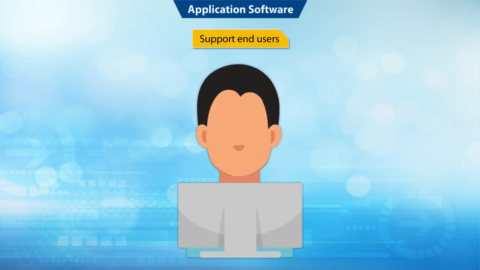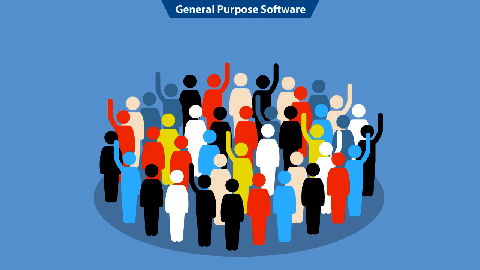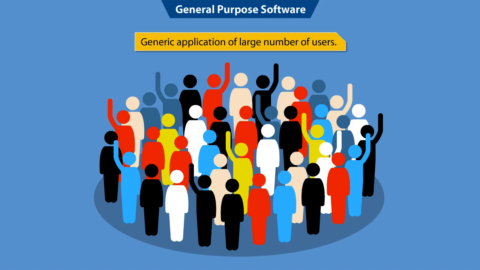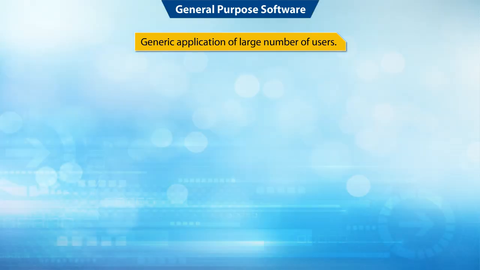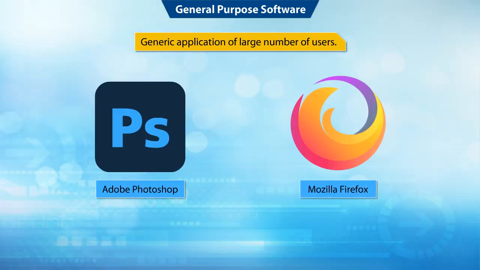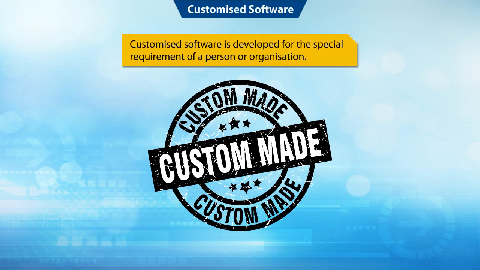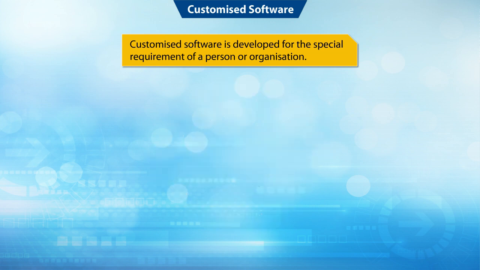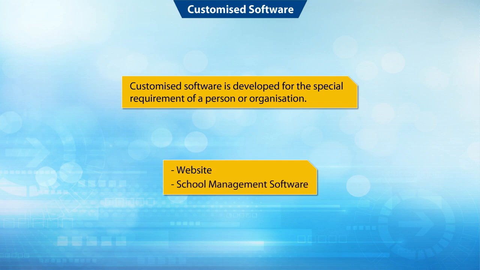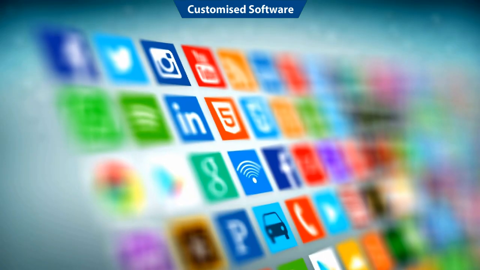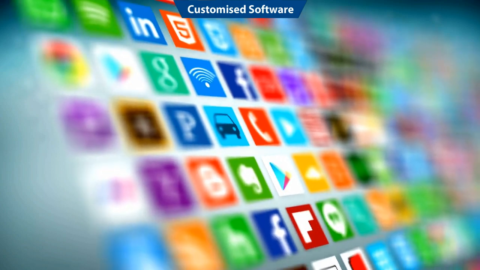Software written for end users are called application software. If these software are developed for generic application of large number of users, then they are called general purpose software. For example, Adobe Photoshop and Mozilla Firefox. Else, if application software are developed for the specific requirement of a person or organization, then they are called customized software. Examples include websites and school management software. Apart from this, we still have a wide range of software.